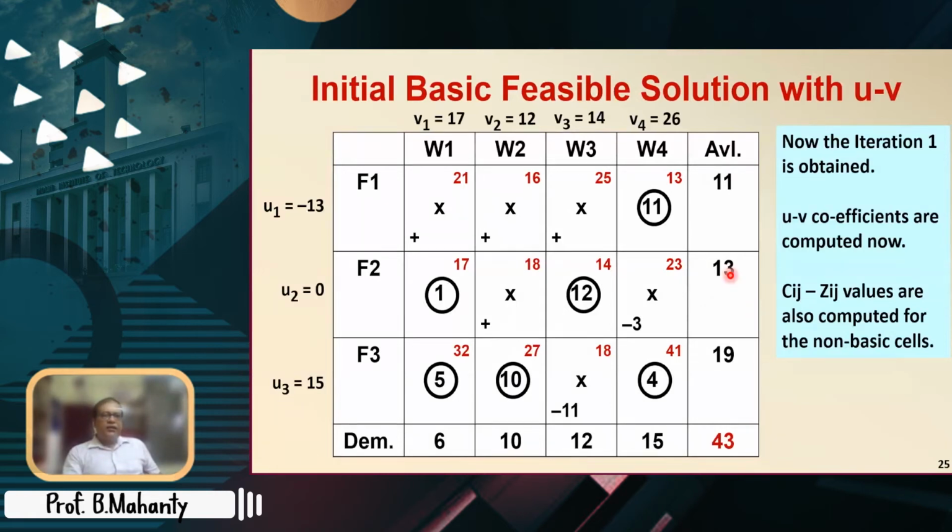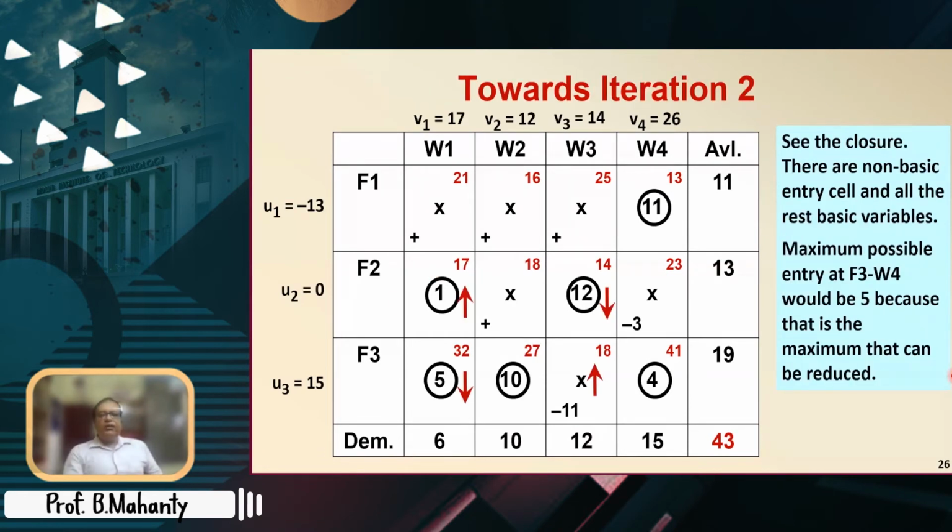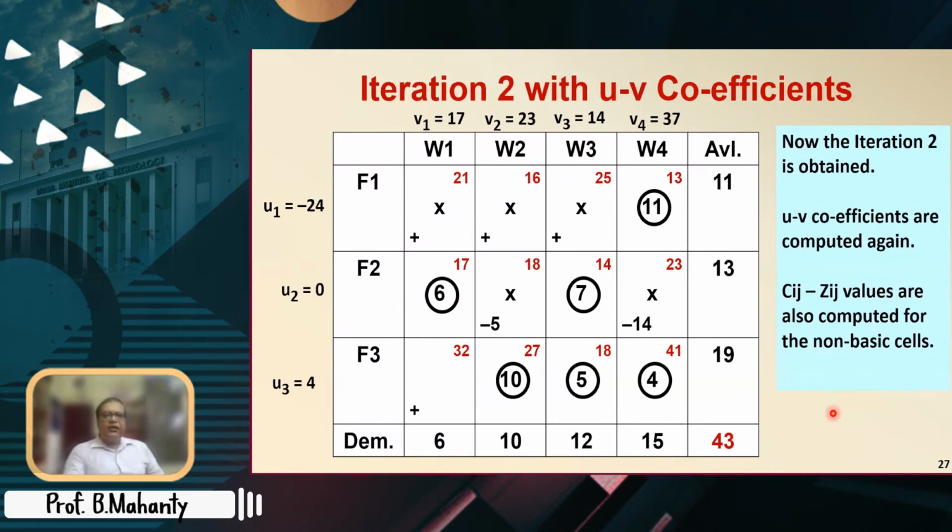Good. So now, again we compute the UIs and VJs and we find the Cij minus Zij values. Then we also find the closure. So the closure is coming like this. There is some entry here, entry down here. And as I said earlier, the minimum amount is 5. So 5 would come here. So that is what has happened. The 5 has come here.